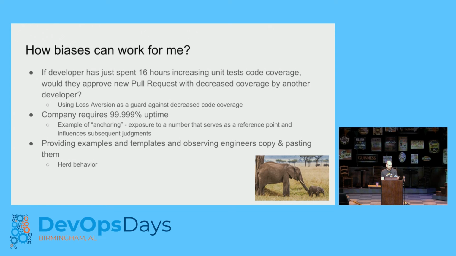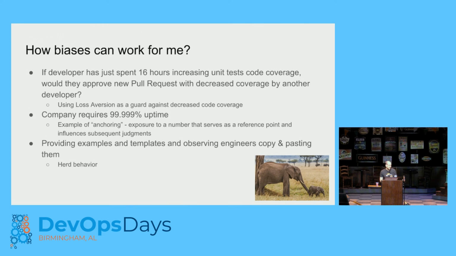I actually have seen it on PRs firsthand, where a developer would just say, hey, no, I'm going to decline this PR because last week I did spend so much time. My coverage is now 85%. I'm going to decline this PR until you put coverage back to 85%. So again, you're using loss aversion to help your team build better quality software.